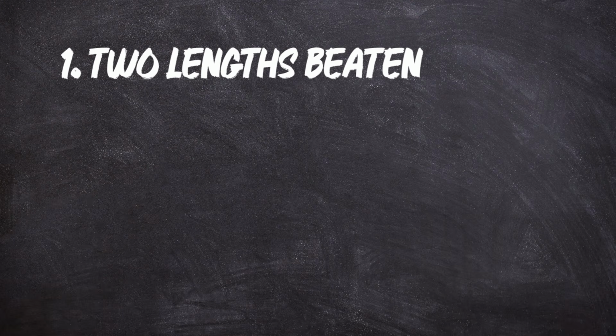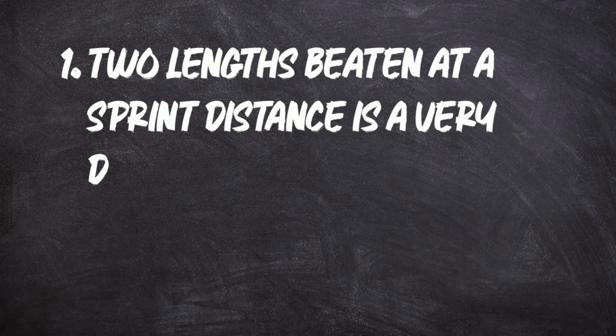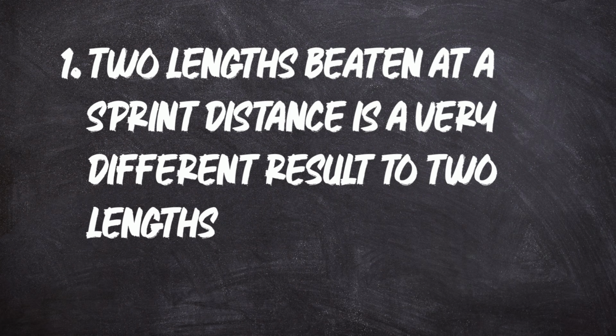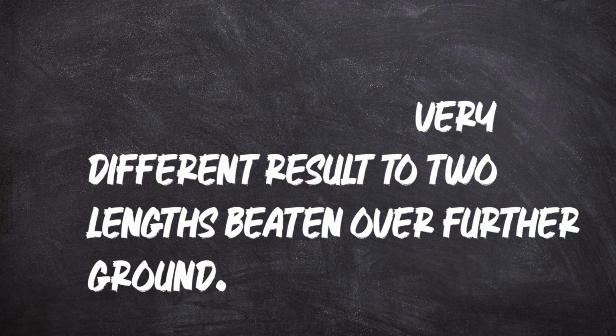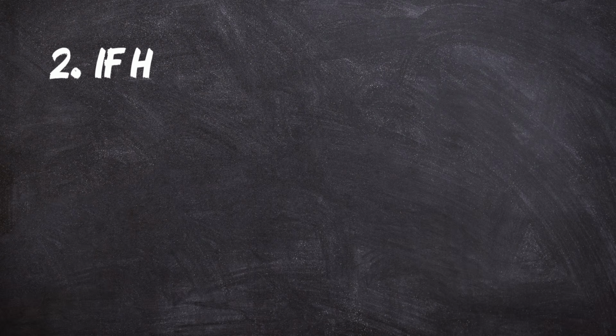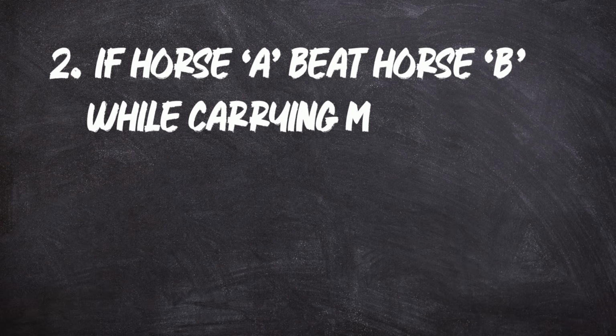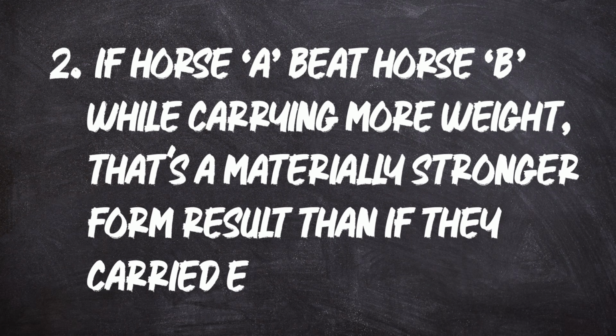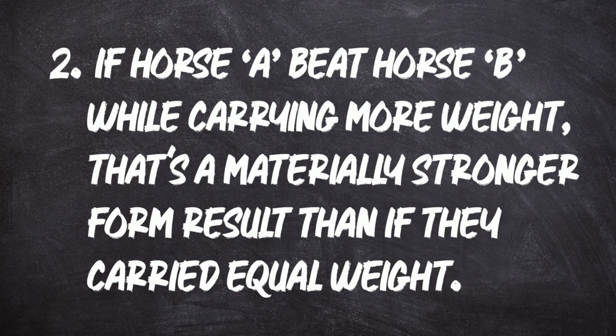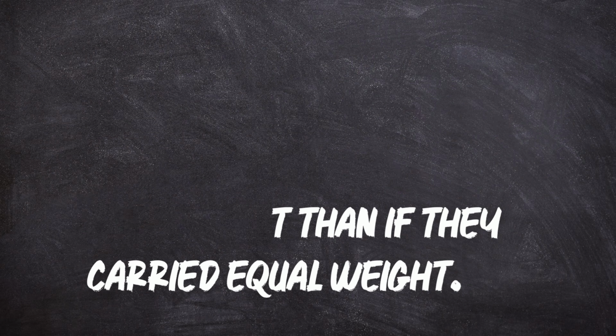1. The distance beaten. Converted to a standard scale, 2 lengths beaten at a sprint distance is a very different result to 2 lengths beaten over further ground. The formula doesn't just take the raw finishing distance, it standardises it so that one length beaten means the same thing regardless of the distance the underlying race was run over. 2. Weight carried. If horse A beat horse B while carrying more weight, that's materially stronger form than if it carried equal weight. Weight-adjusted form is one of the oldest and most reliable tools in the whole sport and is baked into every edge calculation here.